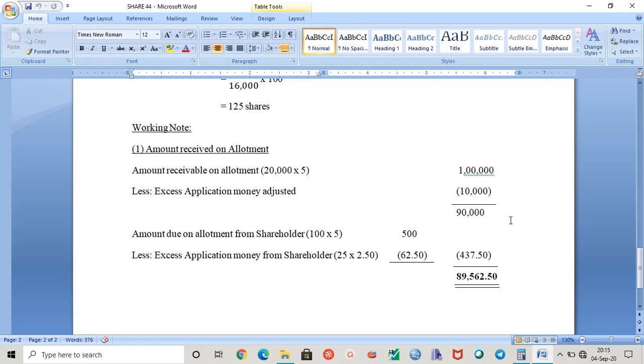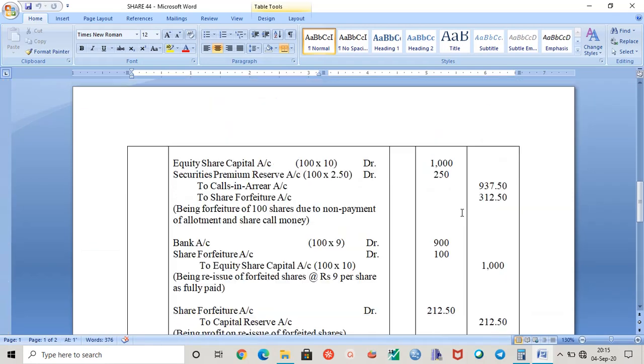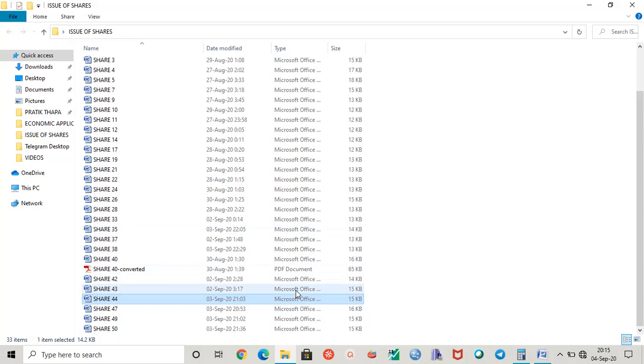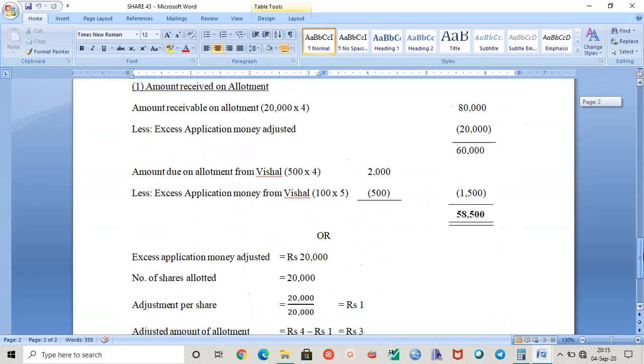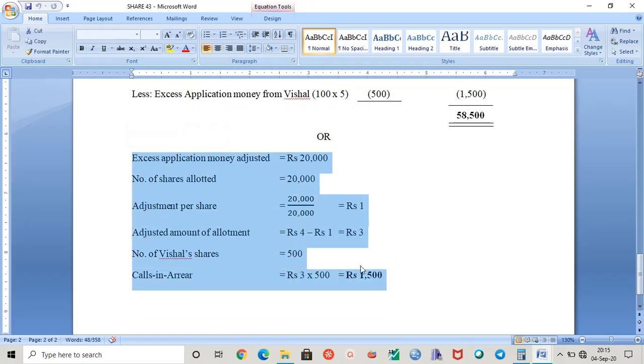Now we are in question number 44. In question number 44, whatever method we used before will not be applicable here. Whatever the working note, have a look at question number 43. If you follow that working note method, you will not get the answer. That is not the way to make the adjustment.